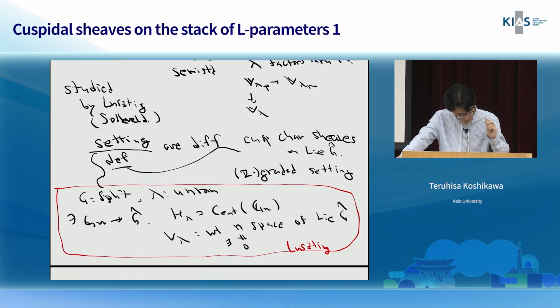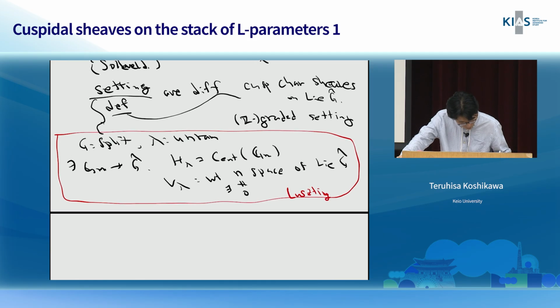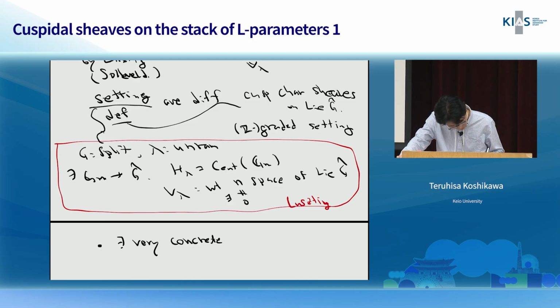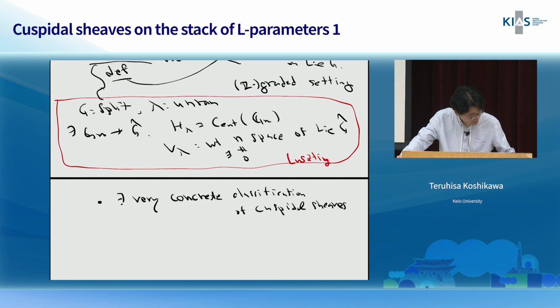And I should make two important remarks. The advantage of Lusztig's definition is that earlier he classified cuspidal character sheaves. So there's a very concrete and actually kind of short list of all cuspidal character sheaves. So a concrete classification. Oh, maybe I should state one theorem.